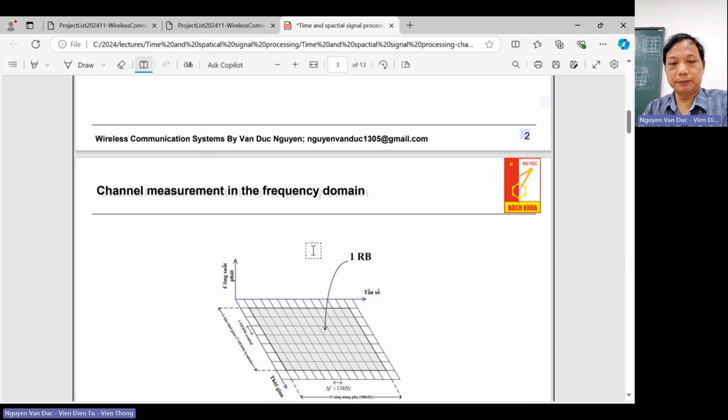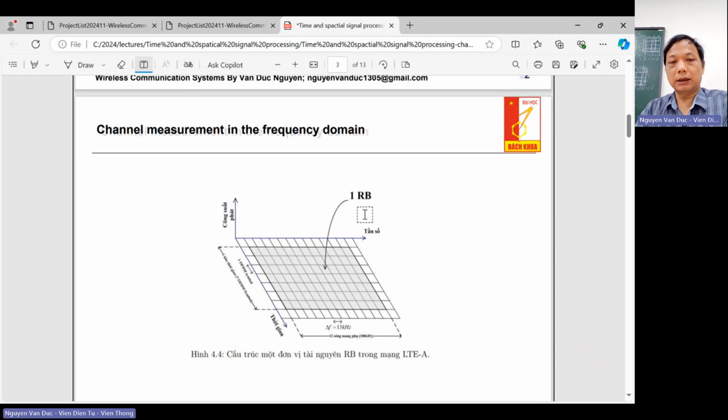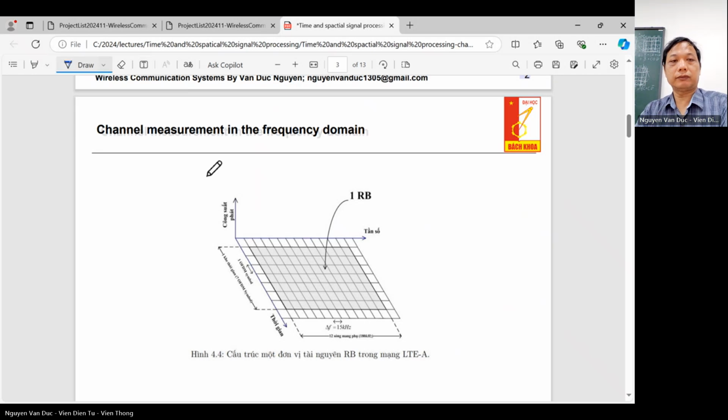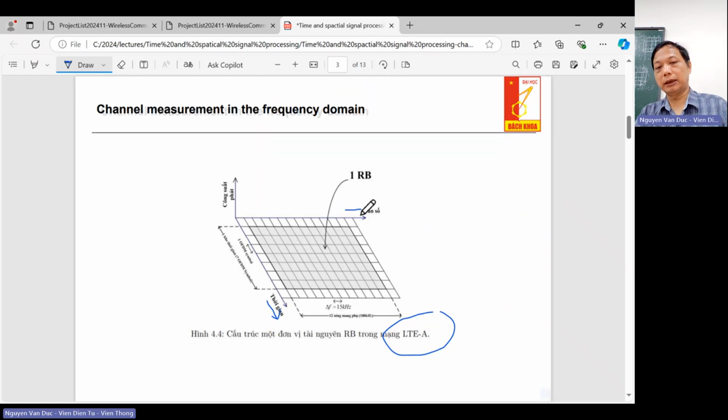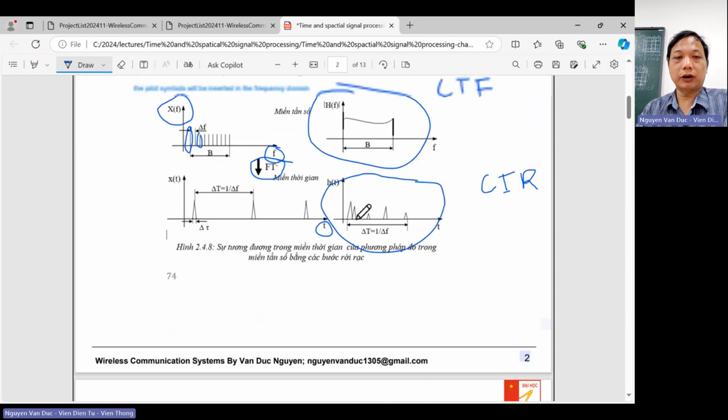So I give you here a signal dimension in the time and frequency domain. Actually that is for the 4G network. In this figure, you see the signal in both time and frequency. If you have worked on 4G or 5G, you are clear about this concept. Now we are talking about how to measure the channel in the frequency domain. It means we need to work on signal processing in the frequency domain. That is our purpose. As I mentioned before, in order to measure the channel in the frequency domain, we need to insert the pilot symbol in the frequency domain.